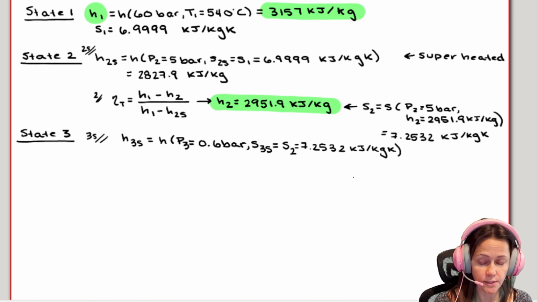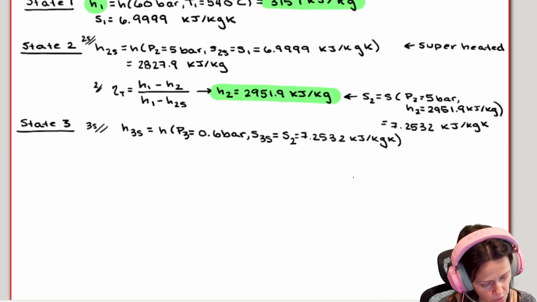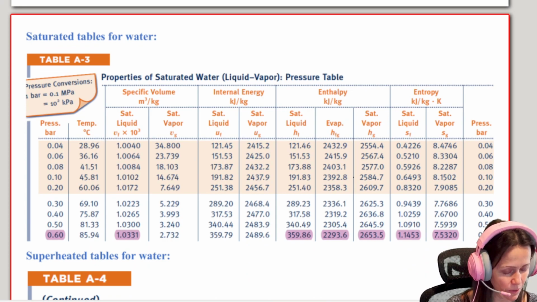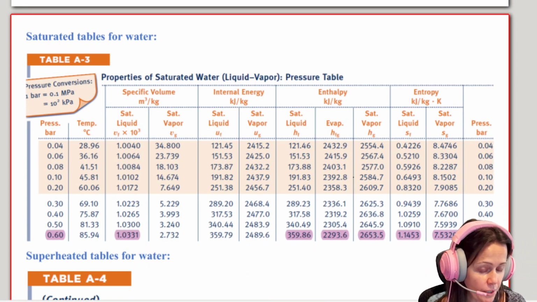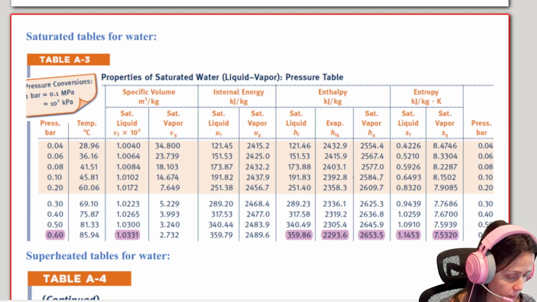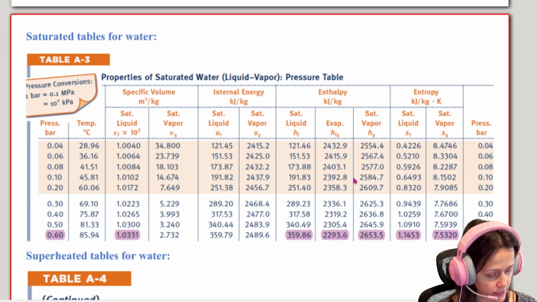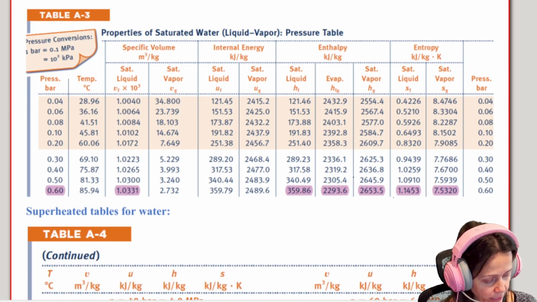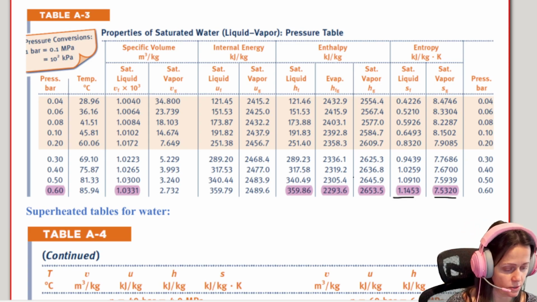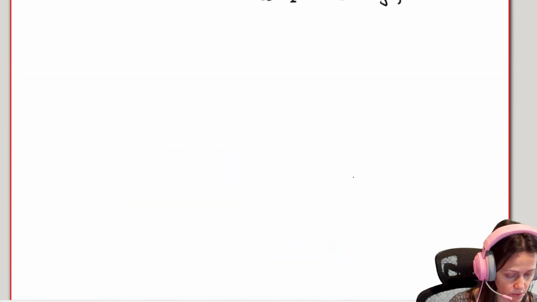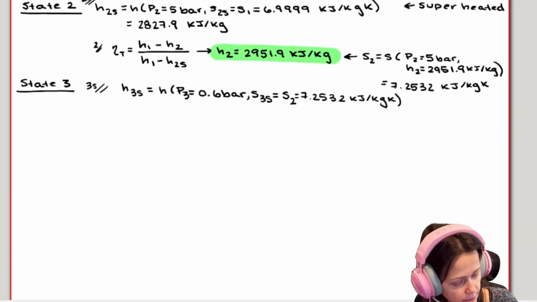All right. And so now let's go to our saturated tables. Hopefully we have those there. So let's see. Okay, good. So here we are. At 0.6 bar, our entropy was 7.25 and change. And so you can see that that's going to be between S sub F and S sub G. And so I know that at state 3S, it's saturated. So let's put that. I know this is saturated.